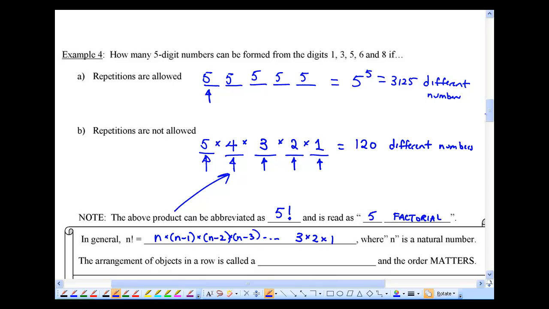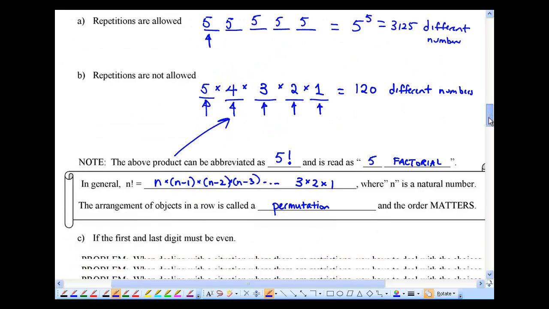By the way, this type of arrangement of objects in a row, like what we did in example 4, and I guess even example 3, is called a permutation. Okay? Where the order actually does matter. Okay?